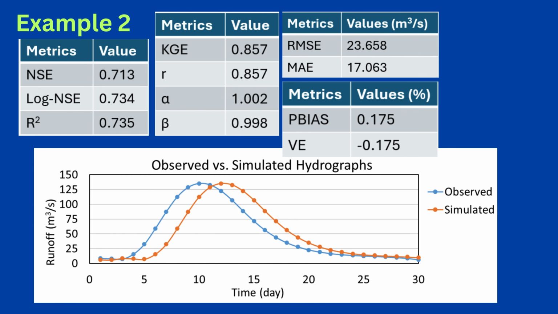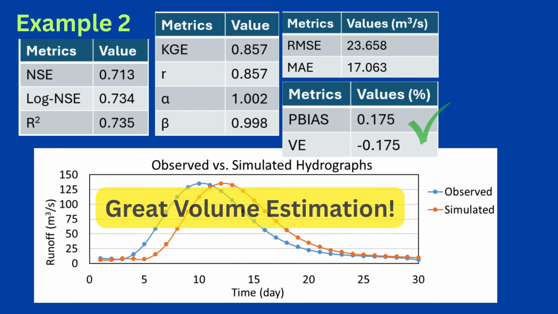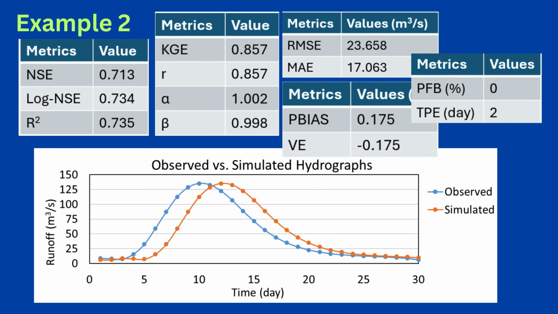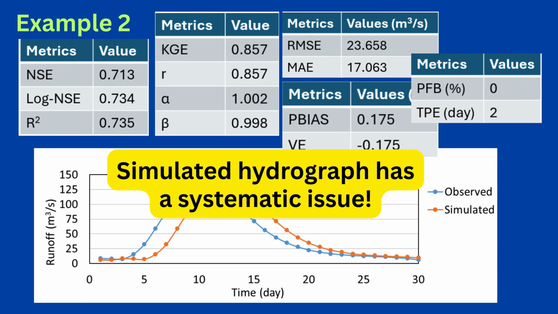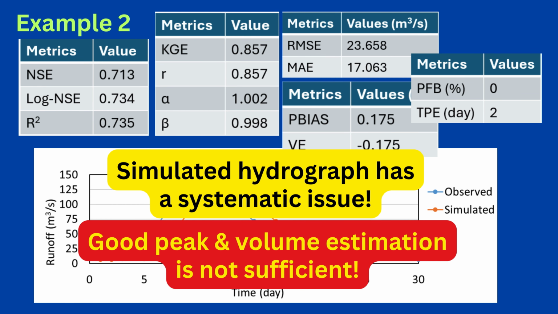The PBIAS and VE are fantastic. They are less than 1%. When it comes to PFB, we have a very good performance. The peaks are exactly similar in the simulated and observed, but unfortunately shifted. So the TPE value here is 2 days delay, which is generally not acceptable for flood forecasting or warning systems. Overall, the hydrograph has a systematic issue, and a good performance in peak or volume should not deceive us.